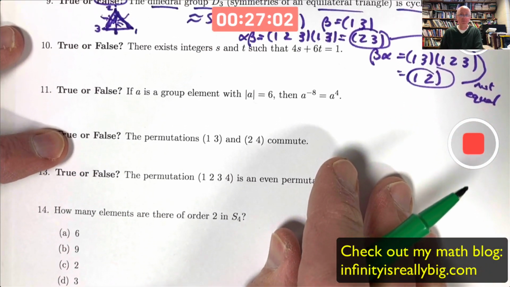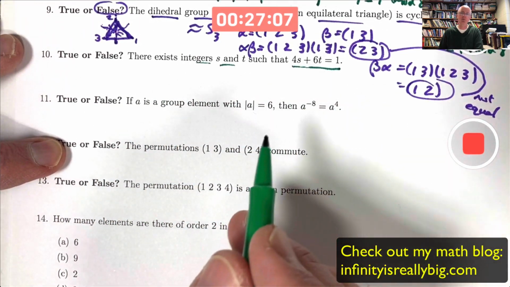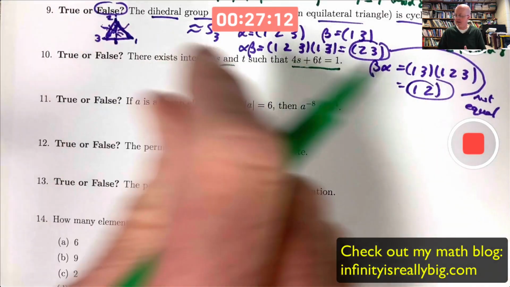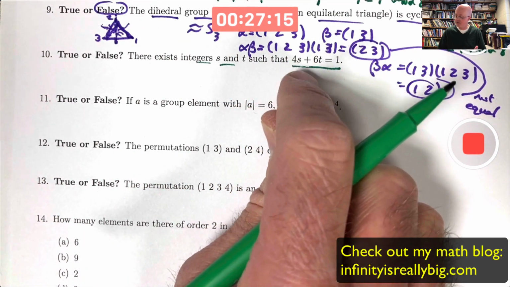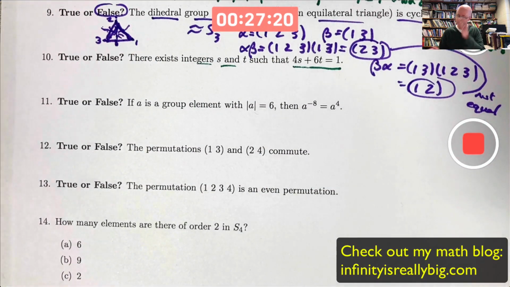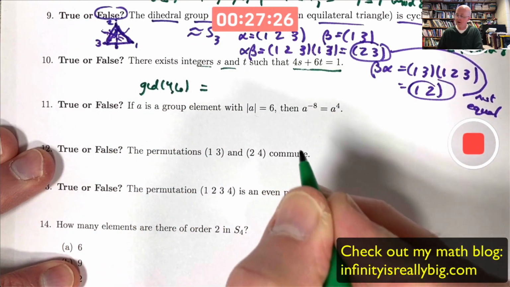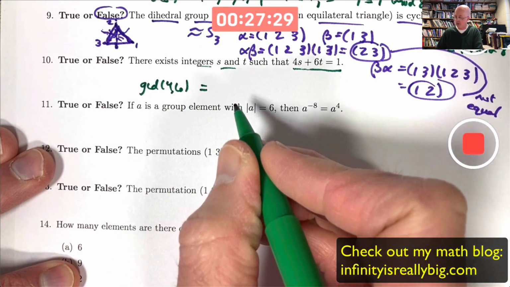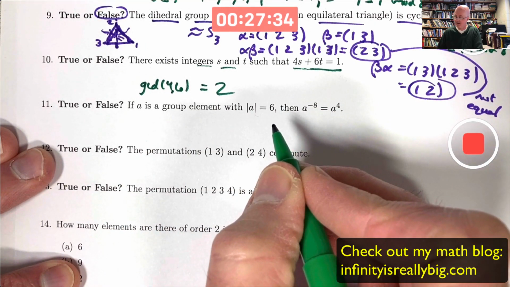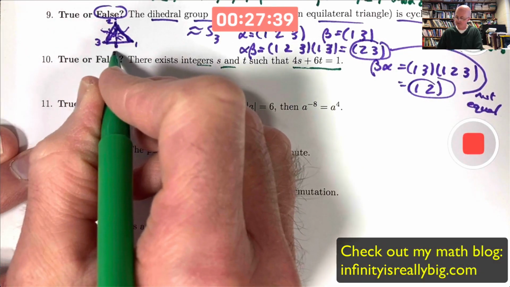Number 10. There exist integers s and t such that 4s plus 6t equals 1. This is related to something called the GCD, the linear combination theorem. Such integers s and t would exist if the numbers, in this case 4 and 6, were relatively prime, if their GCD was 1. But wait a minute, 4 and 6 are not relatively prime. The GCD of 4 and 6, the greatest common divisor, is the largest positive integer that divides evenly both into 4 and 6, and that is 2, not 1. These are not relatively prime. And it also turns out that means there's no way this can be done. There are no integers s and t that will make this true. This is false.